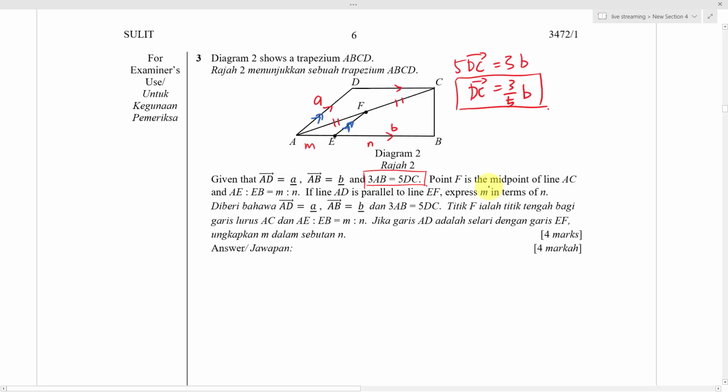Alright, in this topic over here, we know parallel, right? Whenever we see parallel, or collinear, basically we need to form an equation for it first. So since AD is parallel to EF, I will say AD will equal lambda of EF. Alright, this is the first thing I will do.